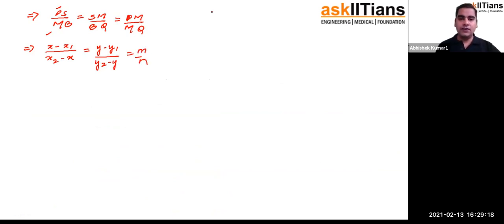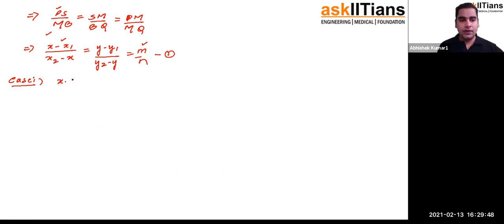Now, what we were interested in, guys, was finding out the values of x and y, when we are already provided the values of x1, y1, x2, y2, and m and n. So let's have two subcases now. The first subcase will help us to find out the value of x. So case first is, if I equate this first ratio with this m by n and solve it to get the value of x, let's see what we are going to get.